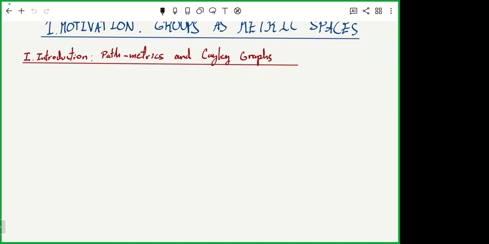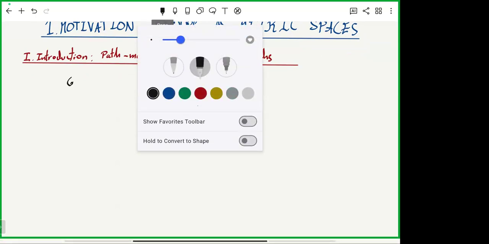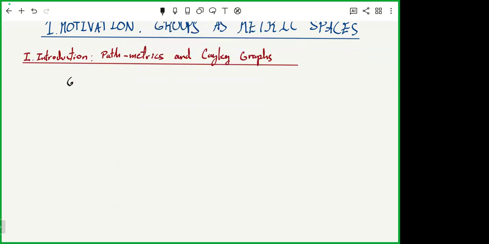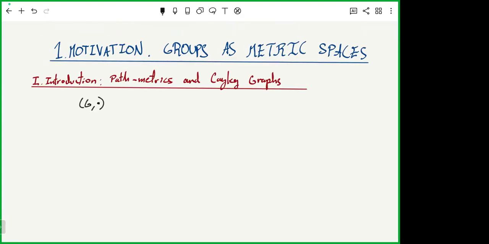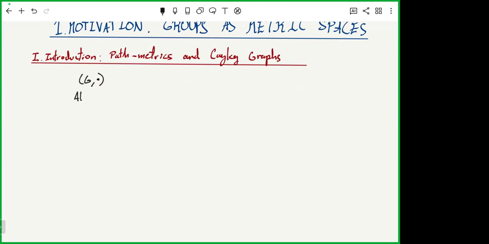The idea here is that if we're working with some group G, and we assume it is finitely generated, I have some algebraic objects. So I can see the group G as an algebraic object and do some algebra with it. Or we will see a way to see G as a metric space. Then we can also do geometry with the group.